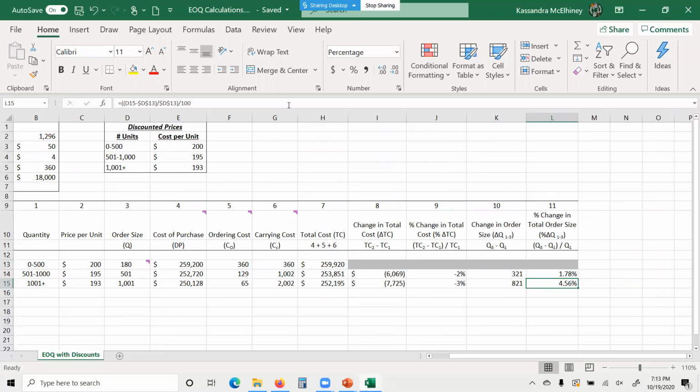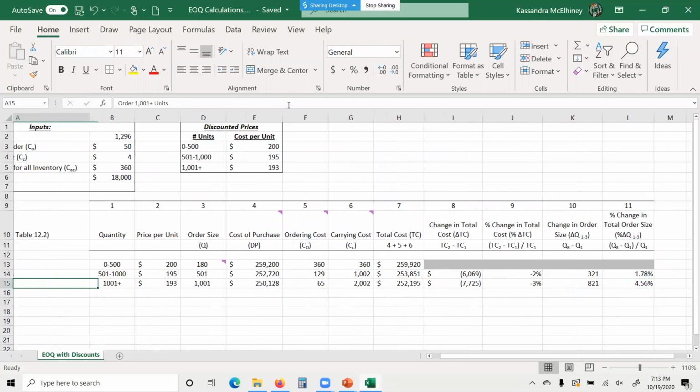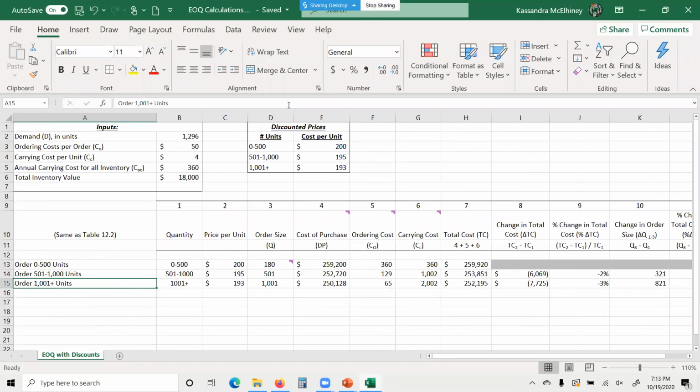So a little bit, kind of using the is it worth it argument.